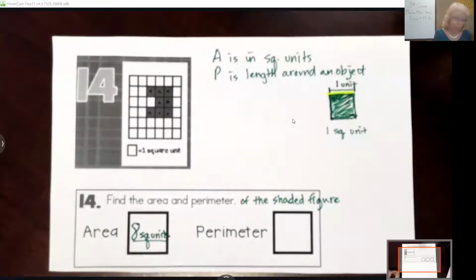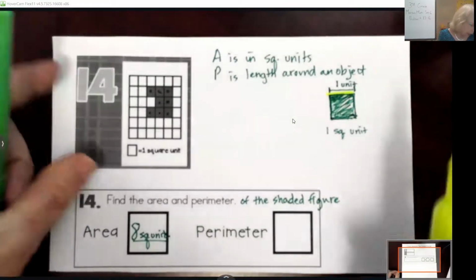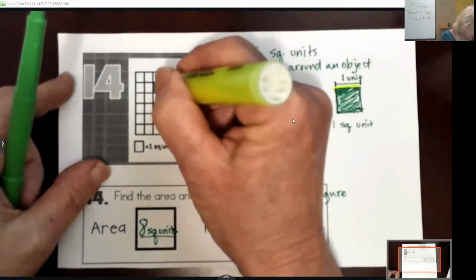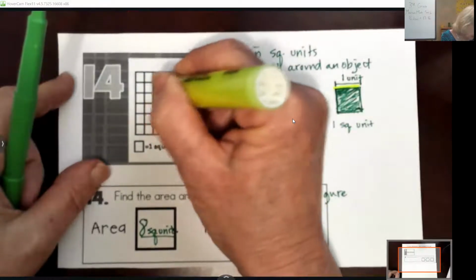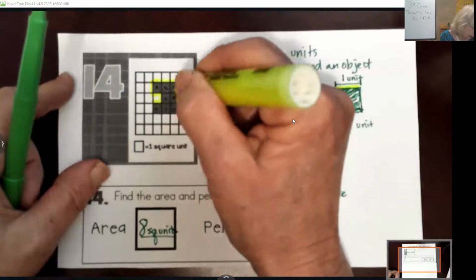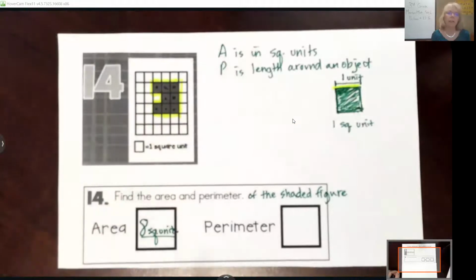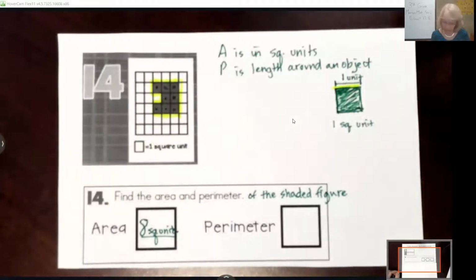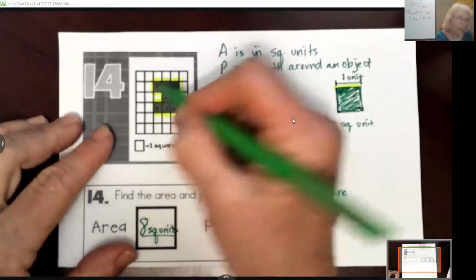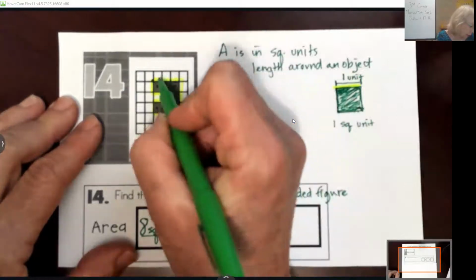Okay, on perimeter, this is a little trickier. We're going to have to measure the length around this shape. So we're going to start in one place, move around this object as if it was a funny shaped yard, okay? So let's see if we can count together, because it's tricky when there's an indentation because you might forget to do that part. So let's start in this corner and get started.